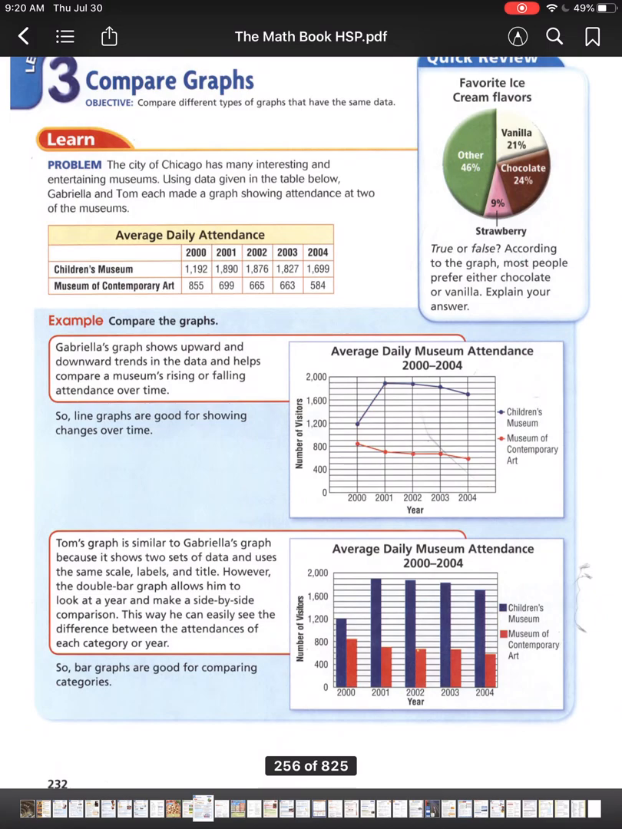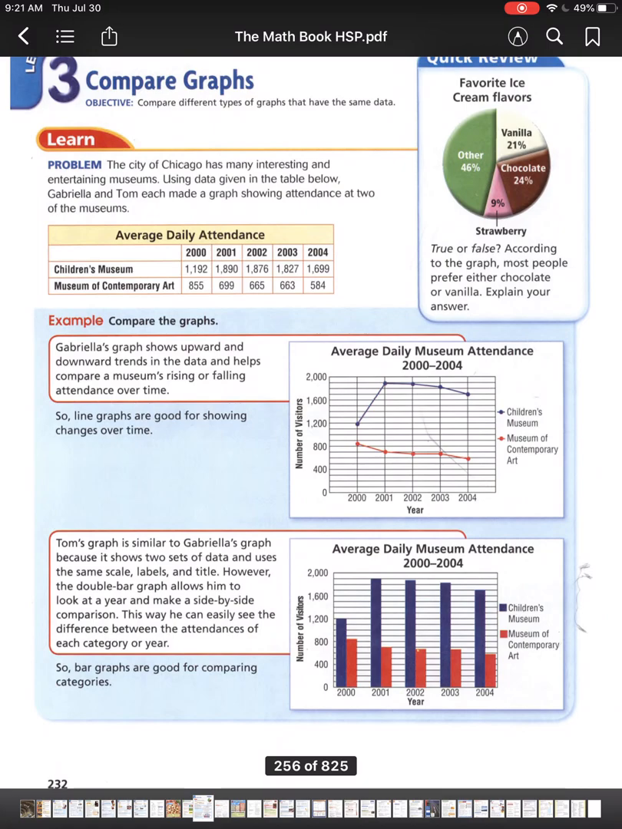Now, the city of Chicago has many interesting and entertaining museums. Using data given in the table below, Gabriella and Tom each made a graph showing attendance at 2 of the museums. Gabriella made a double line graph. What this shows, nicely, is how attendance has changed over time. Tom, using years on the bottom, number of visitors on the side, means same scales, he did a double bar graph.